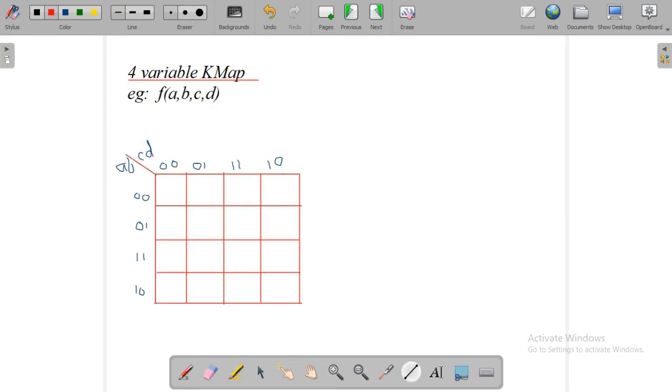Next is the 4 variable K-map, that is a 4 variable function f of A, B, C, D. We can draw a K-map with A, B, 2 variables in the vertical and the remaining 2, C, D in the horizontal way. 2 variables means we can write 0 0, 0 1, 1 1, 1 0. You see here also in the horizontal way 0 0, 0 1, 1 1, 1 0. So you can easily remember the numbering, or we can call that a subscript.